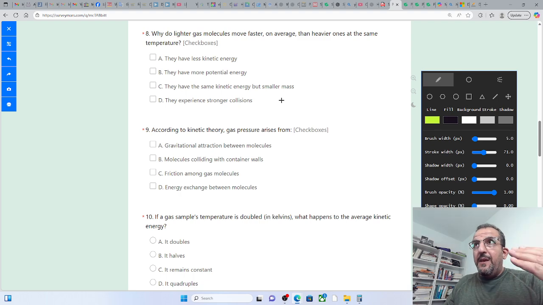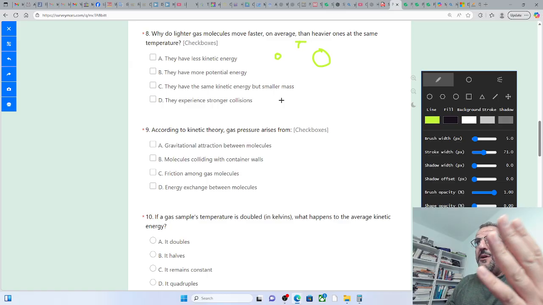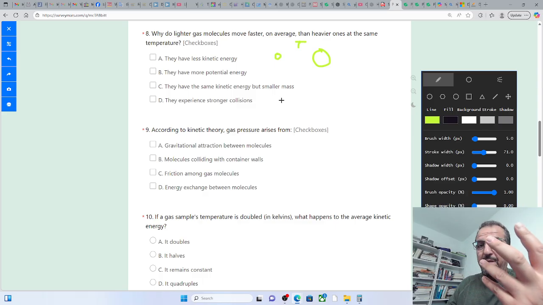So if the gas molecules have a mix between small molecules and large molecules, and at the same temperature, you'll notice that they have the same energy. So what does that mean? That means that their masses are different.